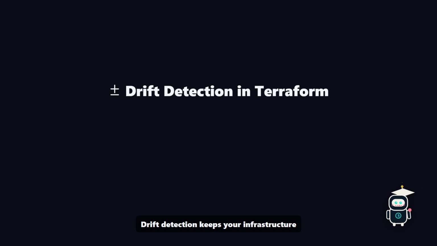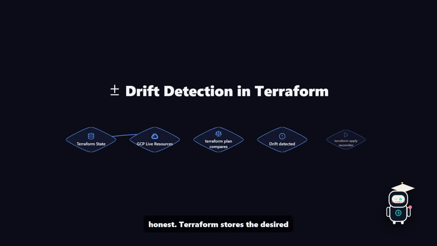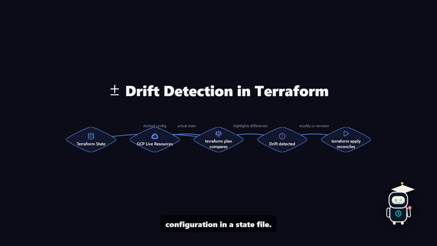Drift detection keeps your infrastructure honest. Terraform stores the desired configuration in a state file. When you run terraform plan, it compares the live Google Cloud resources against that state.